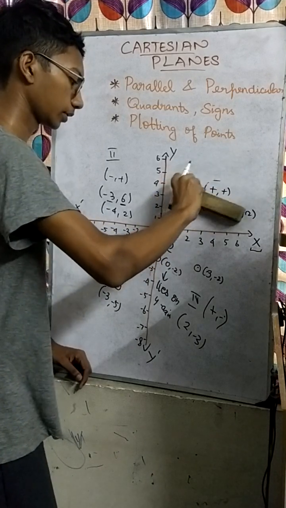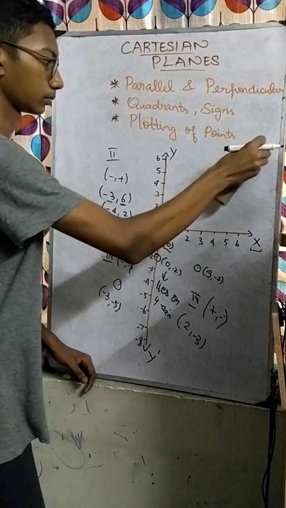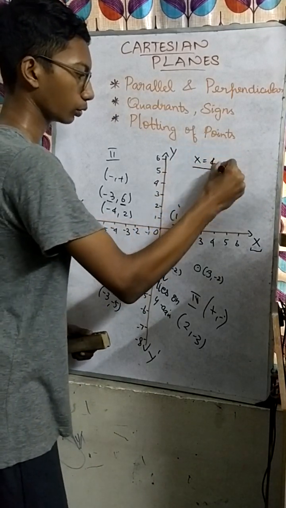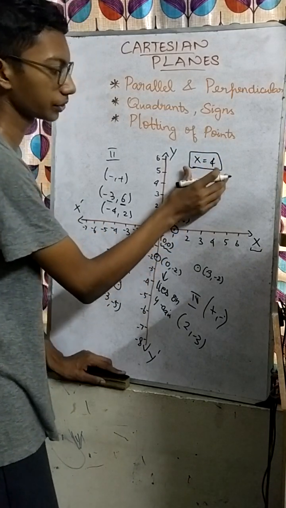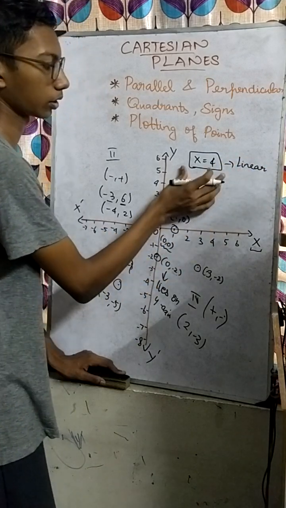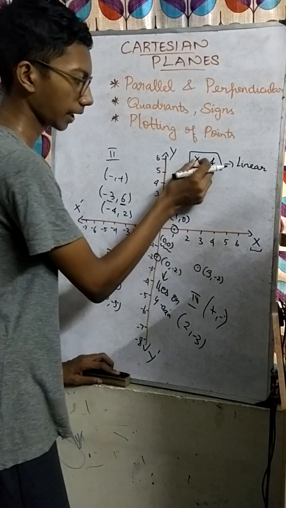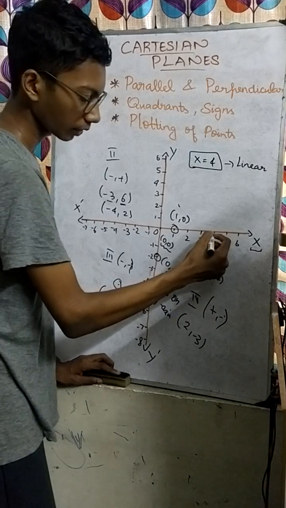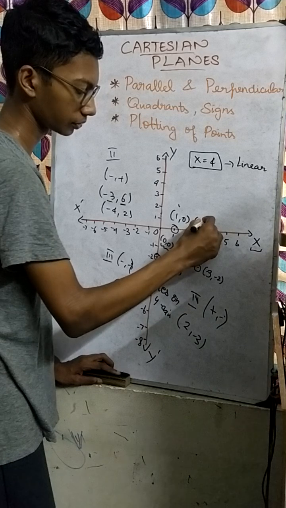Now the other important thing is, let's say you have an equation. Let's say you have x equals 4 given to you and you are told to draw this line. This is a line equation because this is a linear equation. You are asked to draw this line on this Cartesian plane. So what you do is, x equals 4 is the point. So x equals 4. If this is the point, this will be 3 comma 0.